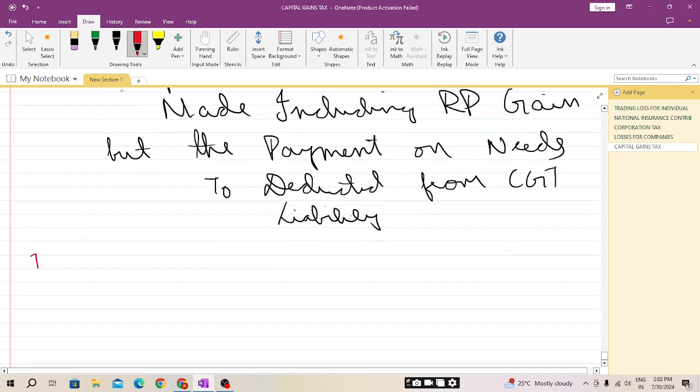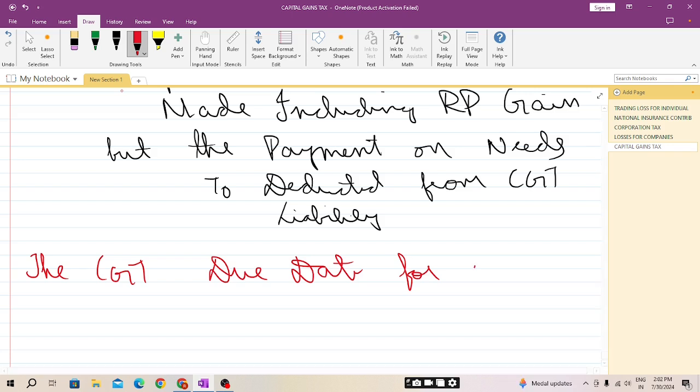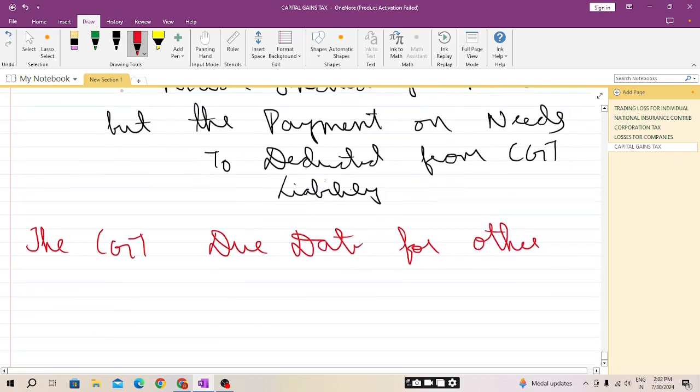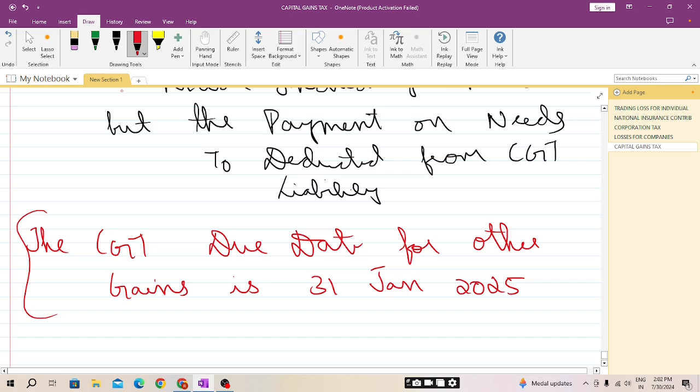And the CGT due date for other gains is 31st Jan 2025. You need to pay this. The CGT for other gains needs to be paid by 31st Jan 2025. Means we need to pay within or by 31st Jan 2025.